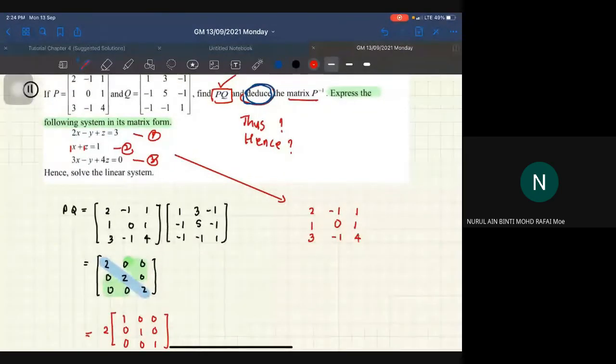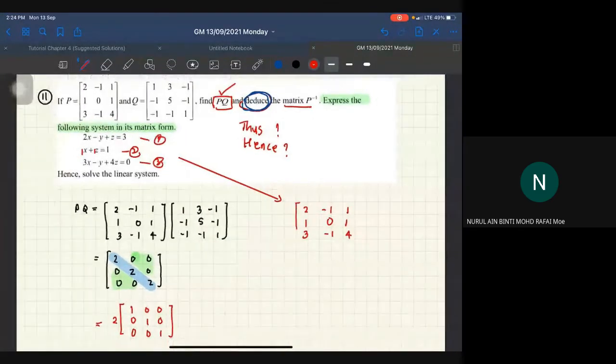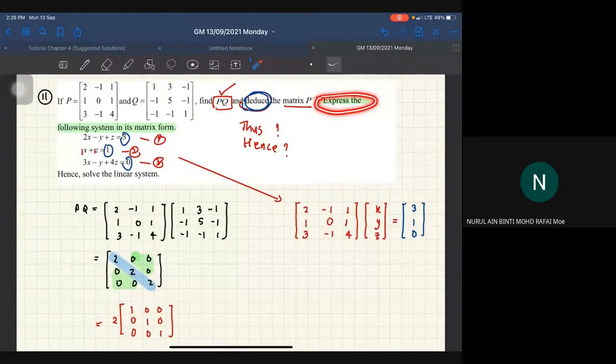And then we multiply it with X, Y, Z, and it must equal the numbers on the right side. So whatever is on the right hand side, we put in the matrix on the right. So we have 3, 1, 0. So we have settled expressing the system in matrix form. Then what does the question say next? Hence, solve the linear system.